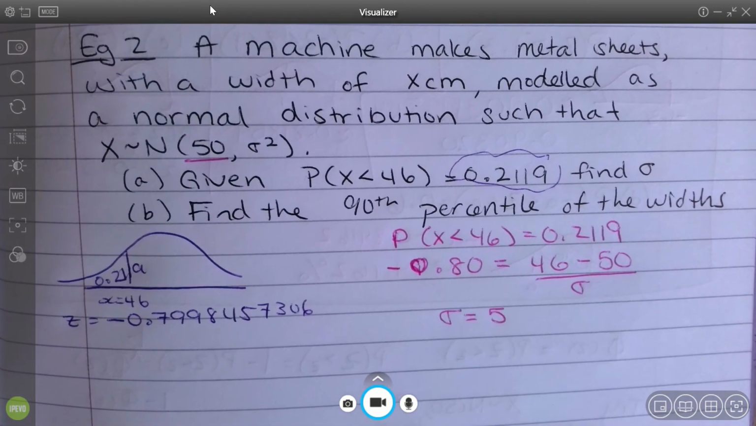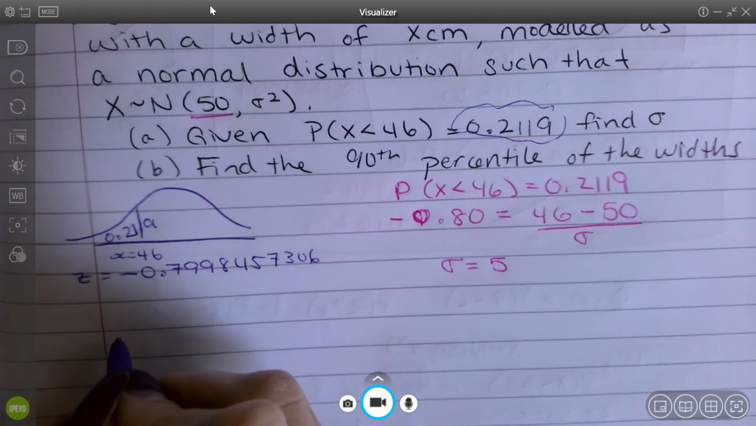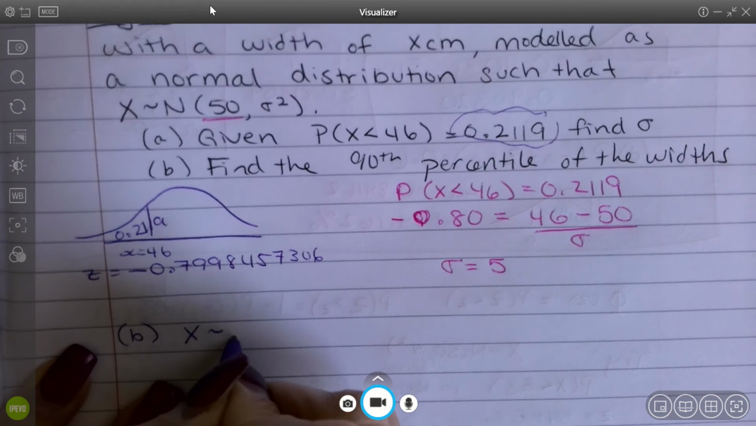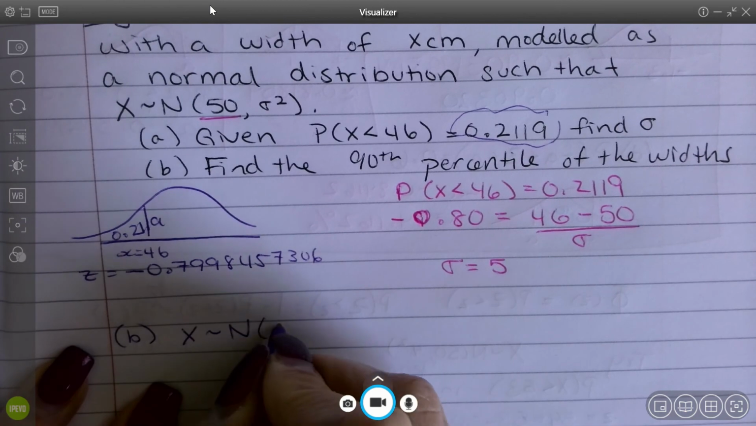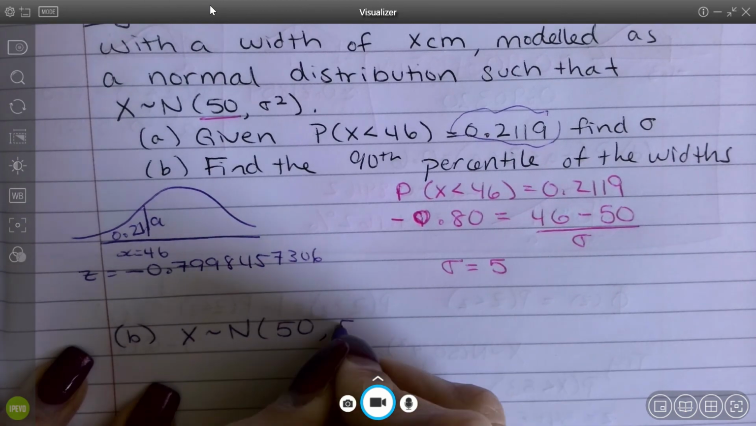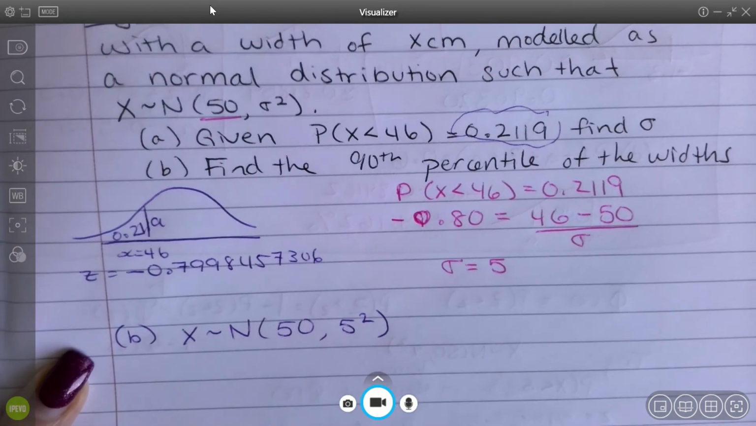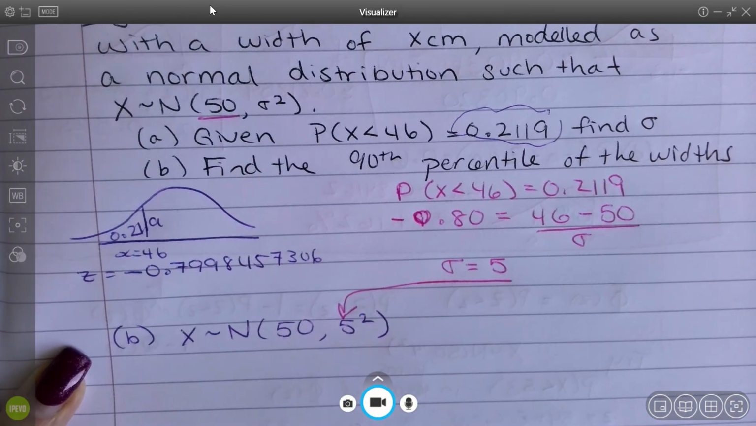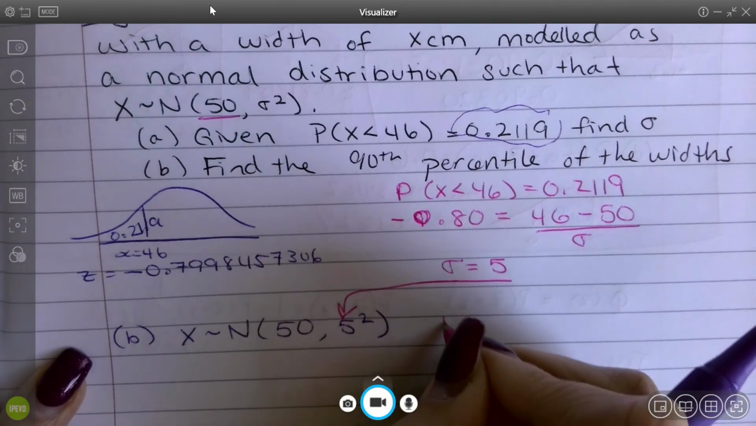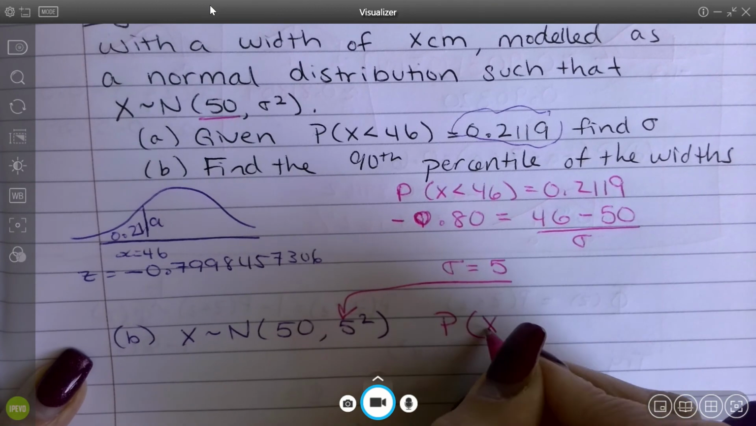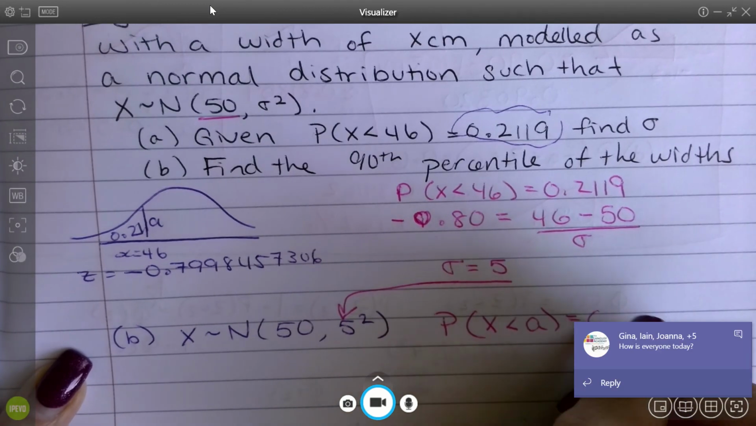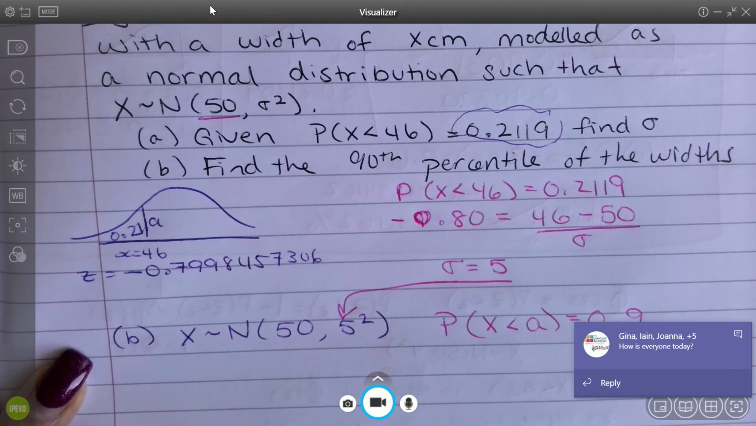Part B then is using this information. We now can say for part B that X is distributed normally with a mean of 50 and a standard deviation of 5. And that comes from our answer above. And they want to know the probability that X is less than 0.9.